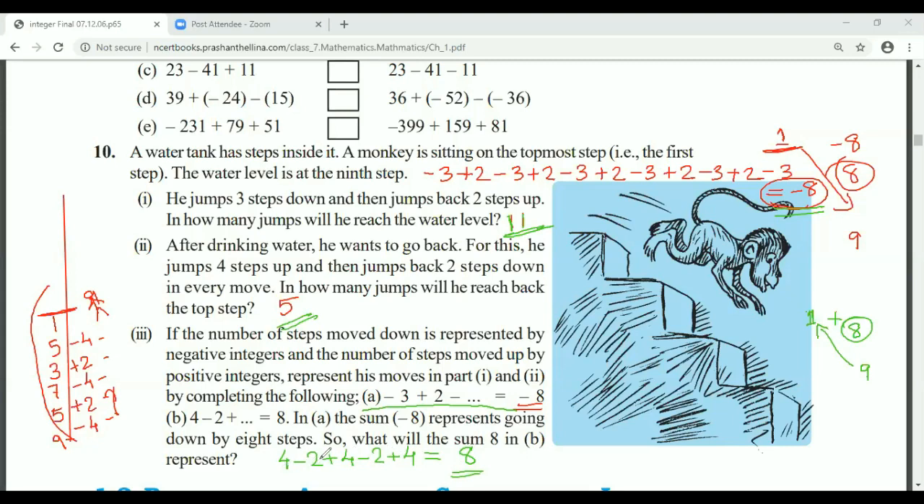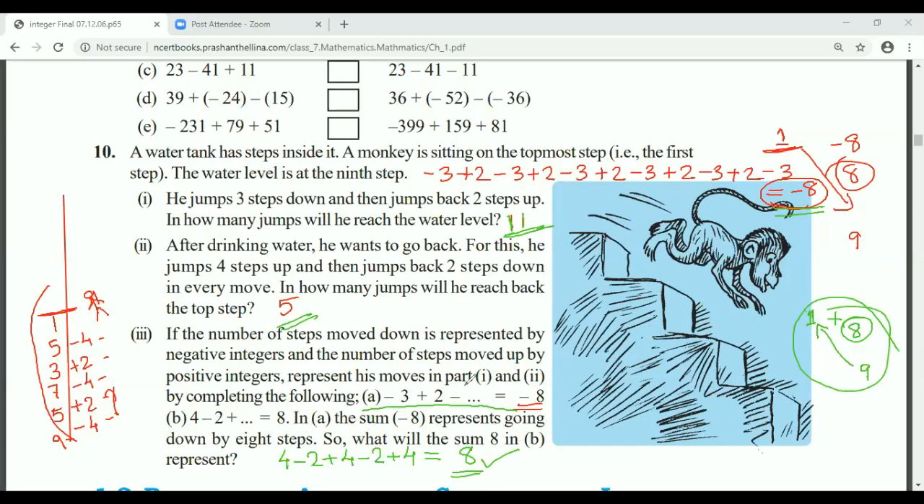4 minus 2, that is 2. 2 plus 4 is 6. 6 minus 2, that is 4. 4 plus 4, again 8. Yes, correct. That is 8. So if you are getting 8, that means he has covered 8 steps upward. That's why it is given with these steps.